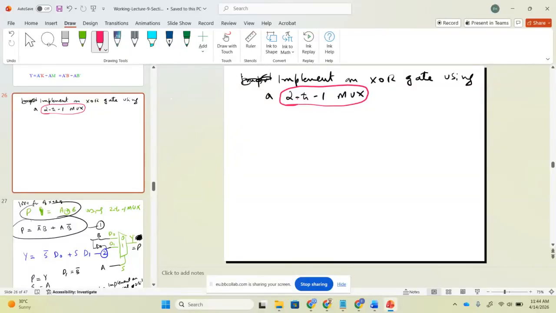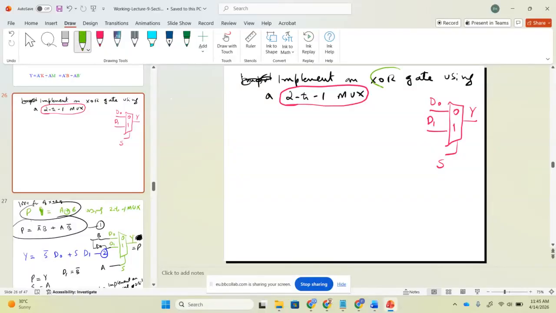Now we want to design this, so we are using a 2 to 1 multiplexer. What is a 2 to 1 multiplexer? Now it's in red color. This is the block diagram of a 2 to 1 multiplexer. The select line is S, we have inputs 0 and 1, and the output, which we can call D0 and D1, is Y. Clear or not clear? Clear.